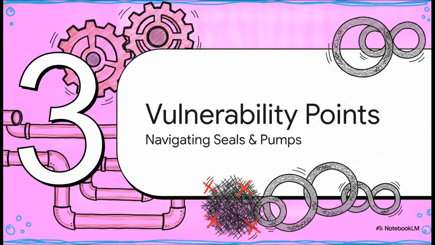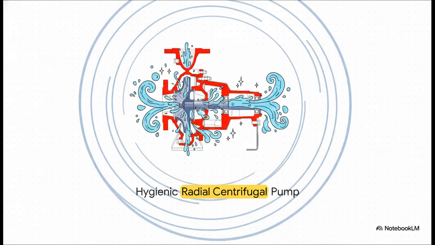Next up, Section 3, the vulnerability points, navigating seals and pumps. We really need to navigate the complexities of moving parts here. Because old-school structural methods, like stuffing box packing on rotating shafts, are completely obsolete, not to mention incredibly dangerous in this context. Take a look at this cross-section of a hygienic radial centripetal pump.